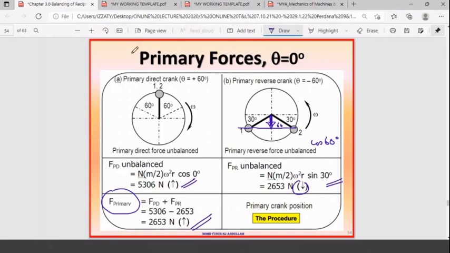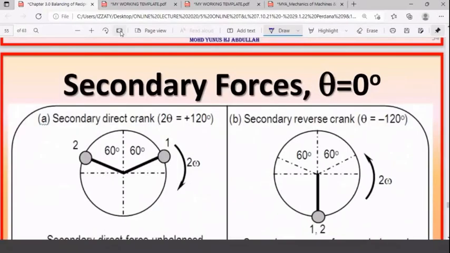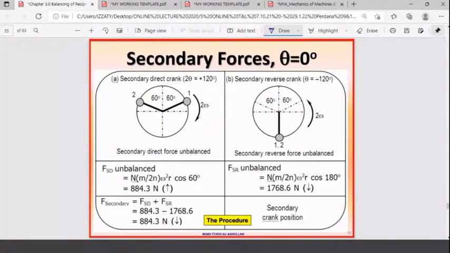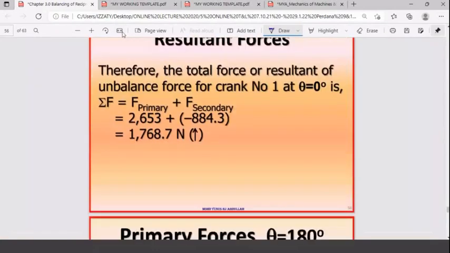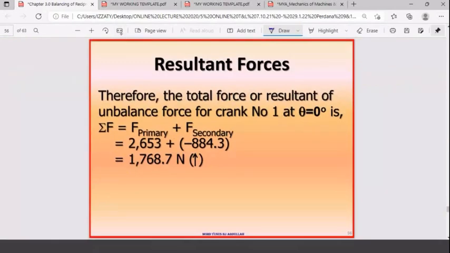You do the same procedure for the secondary. Here, cos 60, because this one is 60 degrees. You have this one 884.3 pointing upward. Do this one the other time, pointing downward, this one is cos 180. Why cos 180? Because at the very beginning we said this one is 0 degrees, this one is 180, cos 180. You add up together in vector and you'll be getting 884.3. Then finally, you add up together all the forces, for the primary and secondary, and finally you'll be getting this one pointing out.